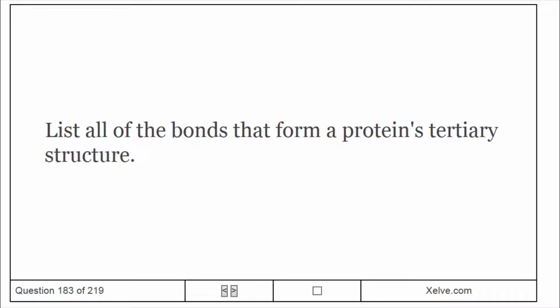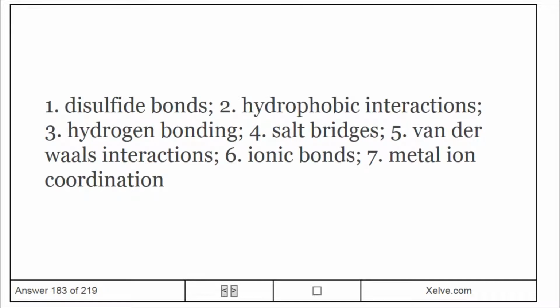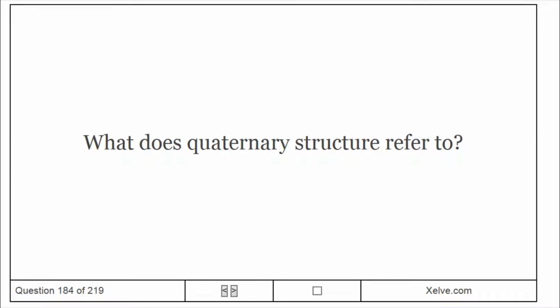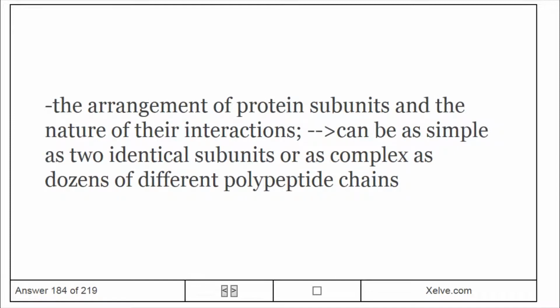List all of the bonds that form a protein's tertiary structure. 1. Disulfide bonds. 2. Hydrophobic interactions. 3. Hydrogen bonds. 4. Salt bridges. 5. Van der Waals interactions. 6. Ionic bonds.